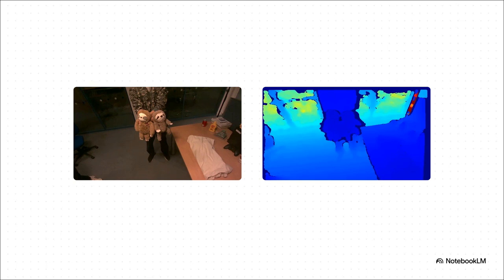Take a look at this. On the left, you've got a perfectly normal photo. But on the right, well, that's how a computer with a depth sensor actually sees the world. It's not about light or color. It's a map of pure distance.